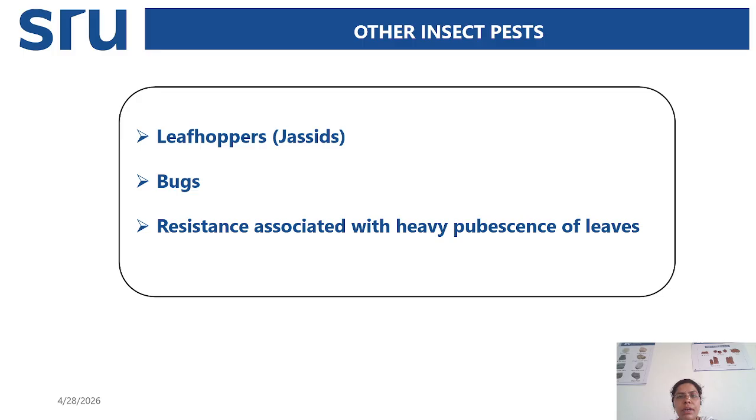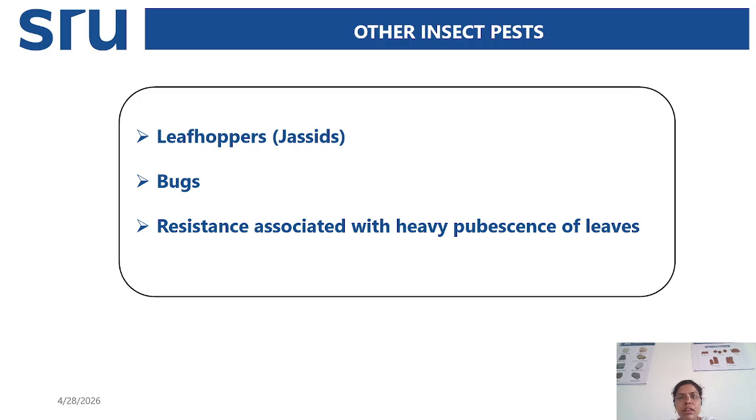And next is coming to the other pests. Some minor pests are also severe in cotton, namely leafhoppers, jassids, and bugs. Generally, if the cotton plant has more pubescence, that is hair on the leaves, it is associated mostly with resistance. So we have to select the varieties which have more pubescence on the leaves. So this is about resistance to biotic stress, that is diseases and pests.